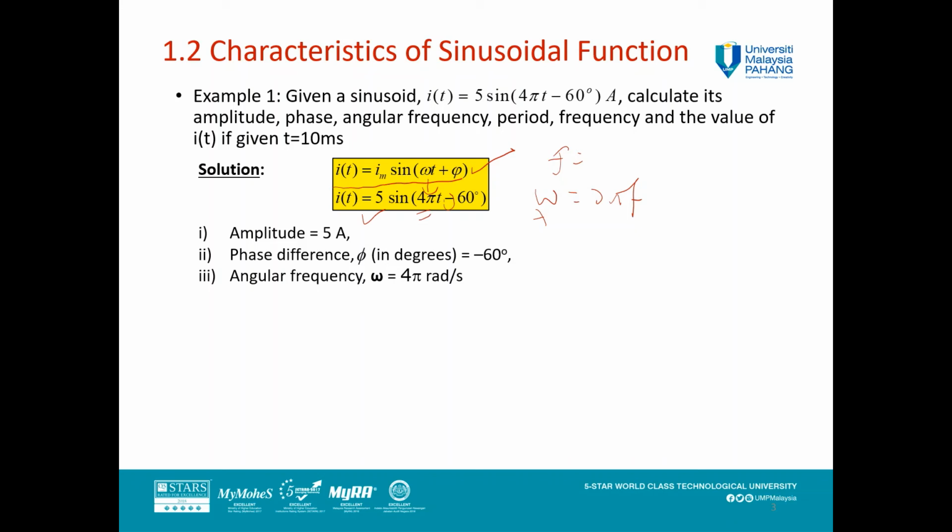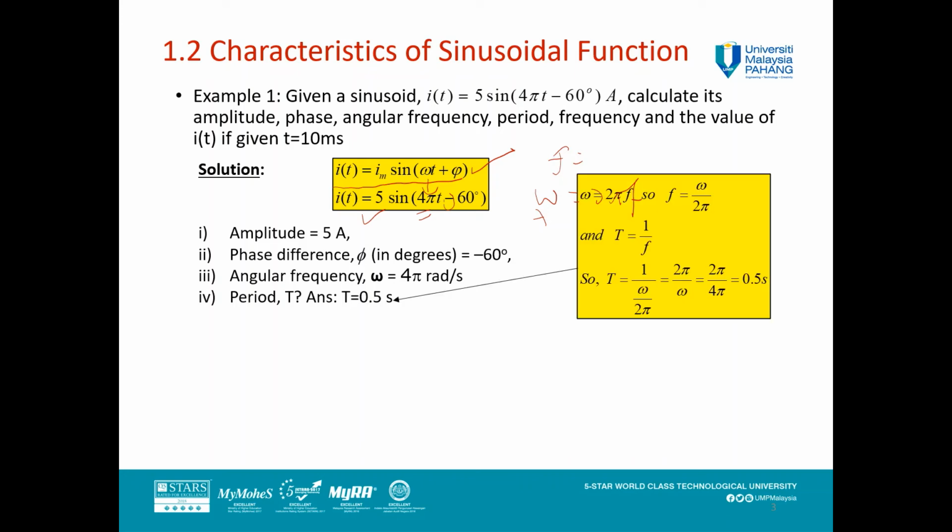The next one is the value of period. How to get? The answer is T equals 0.5 second. Here I show you the jalan kerja dekat sini. You know omega equals to 2 pi f. So f kita balikkan dalam equation tu, you can get omega over 2 pi. You know T equals to 1 over f, right? So you put the f equation here in T equals 1 over f. Gantikan dengan f ni, so you can get T equals to 0.5 seconds.